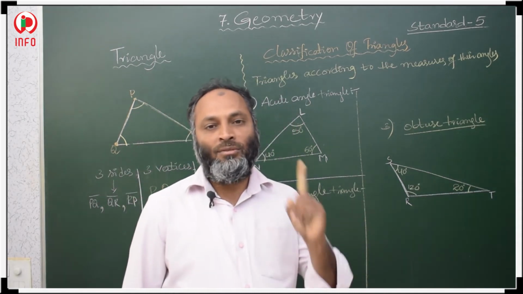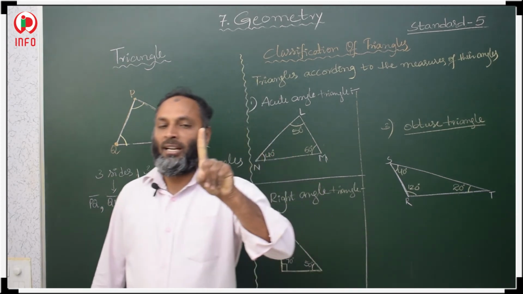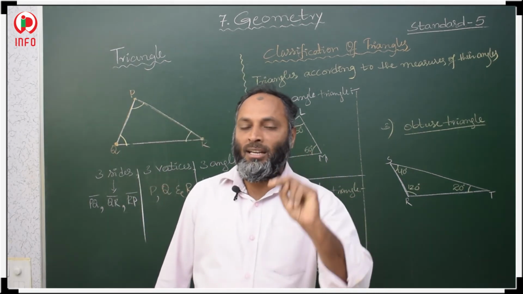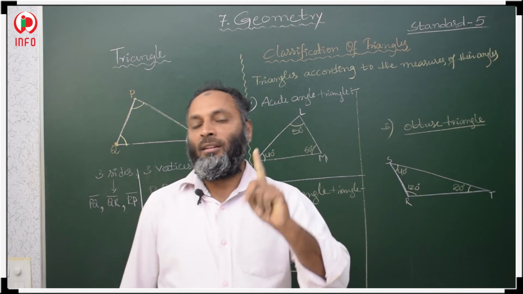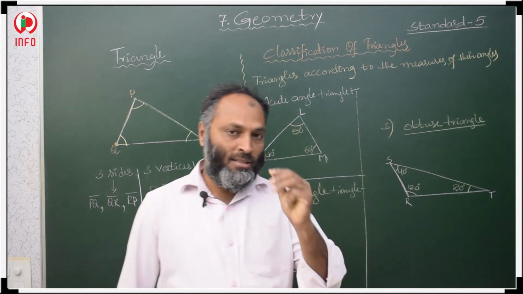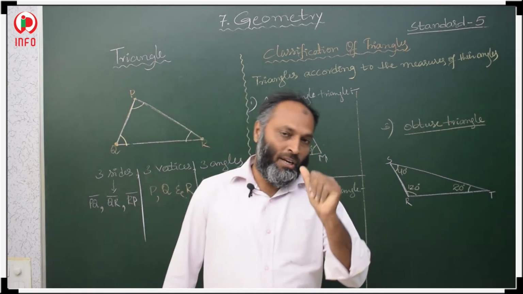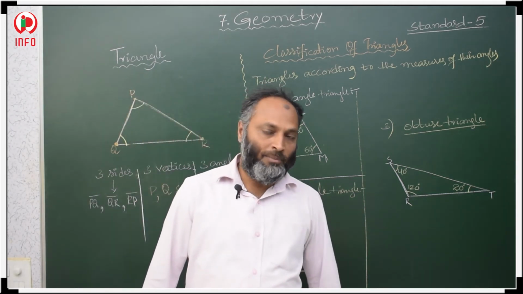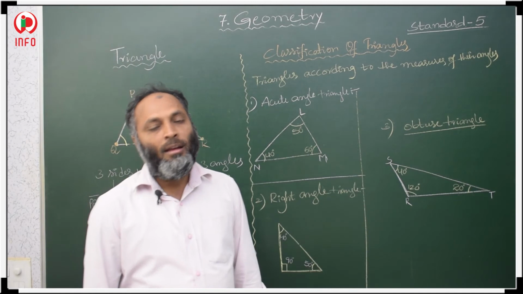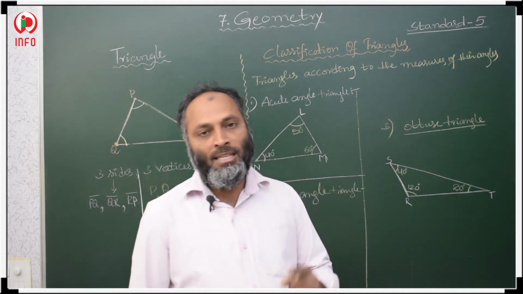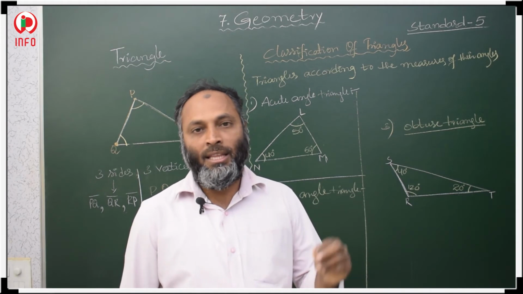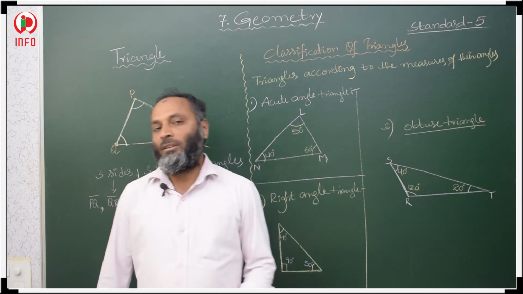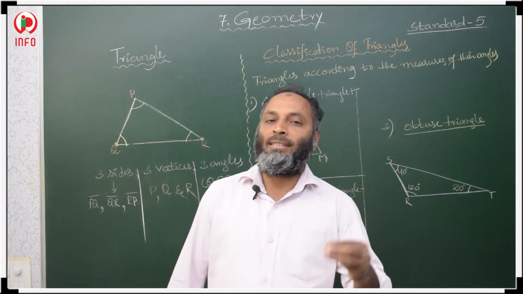Based on angles, the first one is the acute angle triangle. Acute triangle means all the 3 angles are less than 90 degrees. Right angle means one of the angles in the triangle is 90 degrees. In the triangle, if one of the 3 angles is 90 degrees, then that triangle is a right angle triangle. Then obtuse triangle: if one of the 3 angles is greater than 90 degrees, then that triangle is an obtuse triangle. Okay. These are the classifications of triangles based on sides as well as angles.